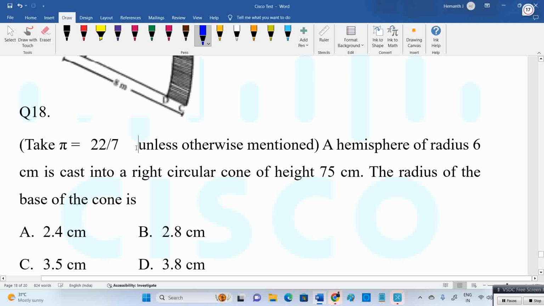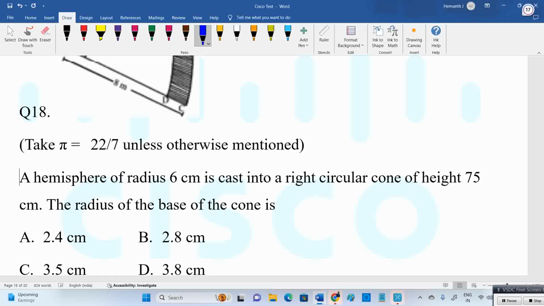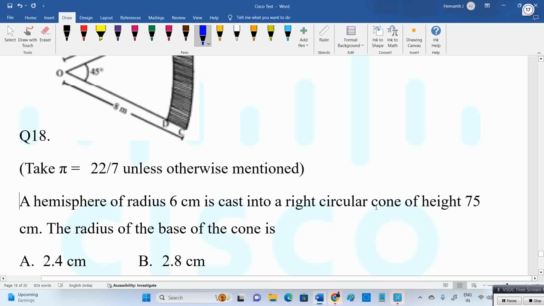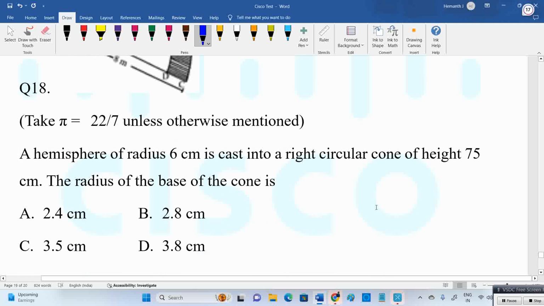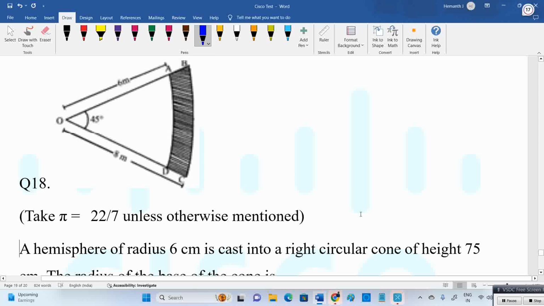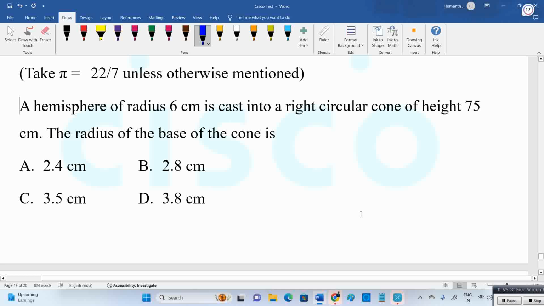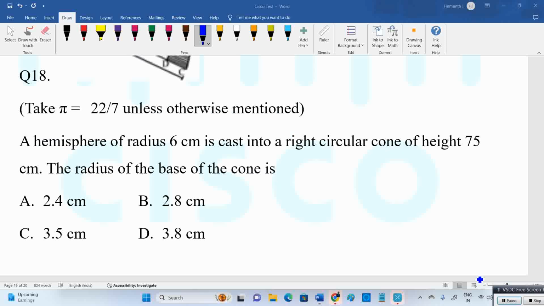So what about this question's answer? A hemisphere of radius 6 centimeters is cast into a right circular cone of height 75 centimeters. The radius of the base of the cone is what? So what's your answer for this? The hemisphere should fit into that. I think this is 7.5. Check once. I think it's not 75, it's 7.5.